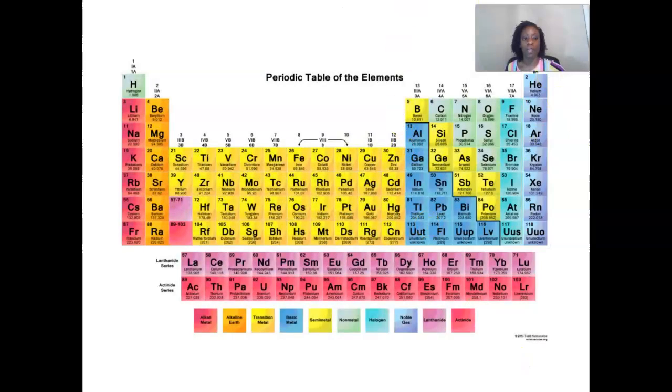Well, how do we know when the valence shell is full? There's a set maximum number of electrons that each valence shell can hold. The maximum number of electrons that the first valence shell can hold is 2. So let's take a look at helium, for example.